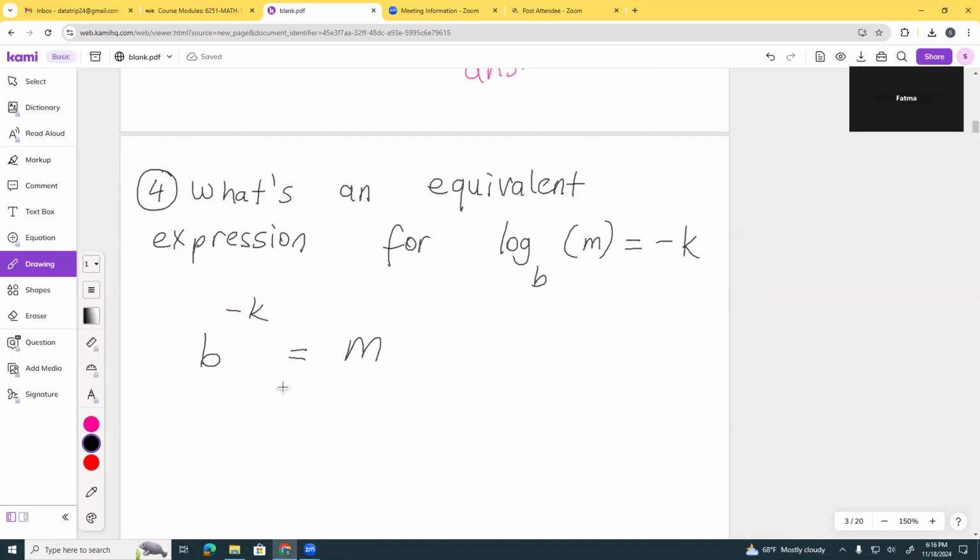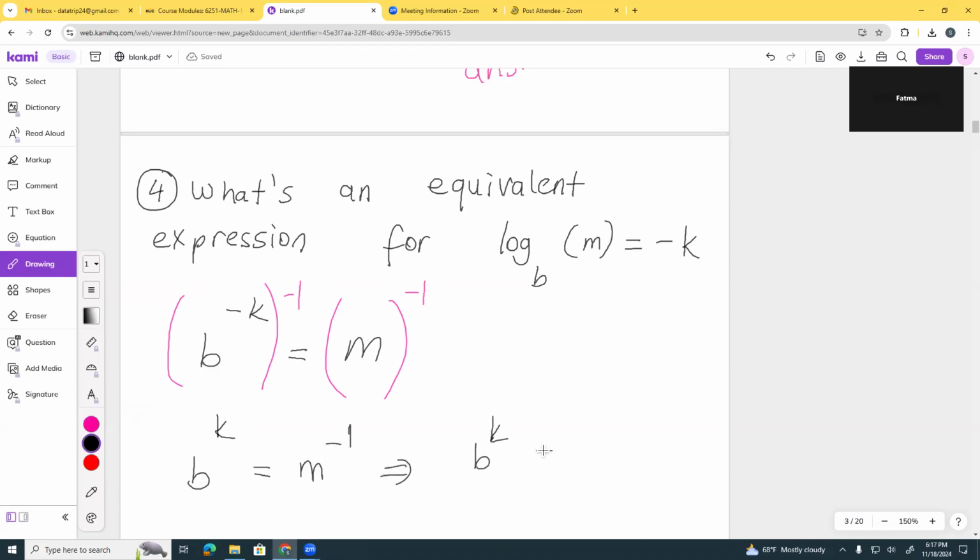But here's the thing. Unfortunately, this answer is not available on the test. We have to keep changing this. This is a negative exponent, and they don't like negative exponents. So in order to change this to a positive exponent, what am I going to do? We're going to raise both sides to what power? Negative 1. If I raise both sides to the negative 1 power, b to the power of negative k times negative 1, negative times negative is positive, so k times 1 is just k. And then this is m to the power of negative 1.